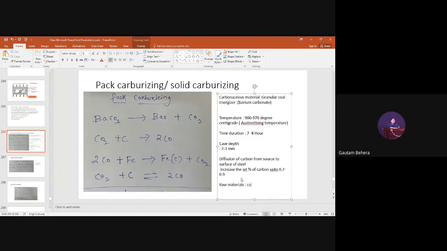The raw materials used here are, as I told, granular coal plus barium carbonate. So what exactly is barium carbonate? Barium carbonate, BaCO3, is already written over here. We take nearly 80% granular coal, and barium carbonate, suppose 20%.